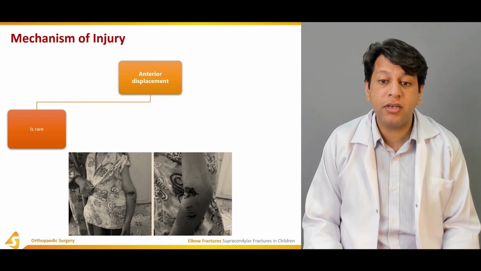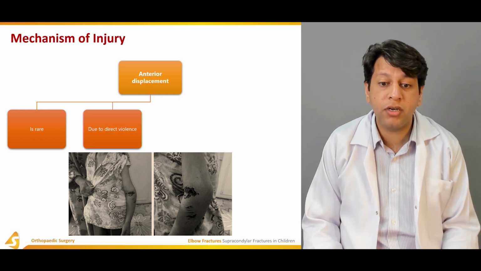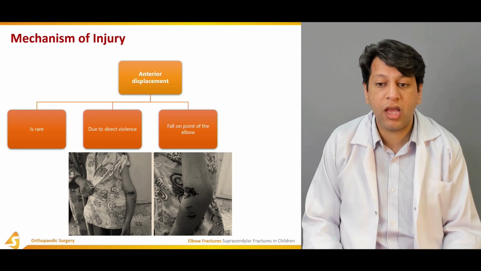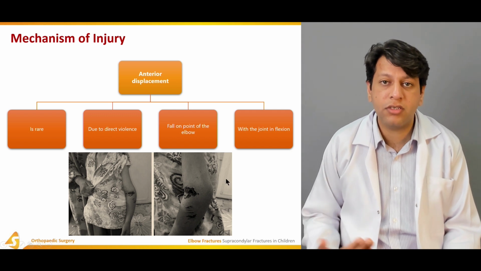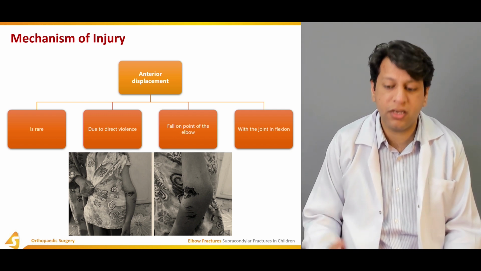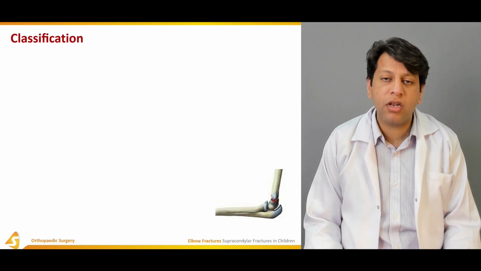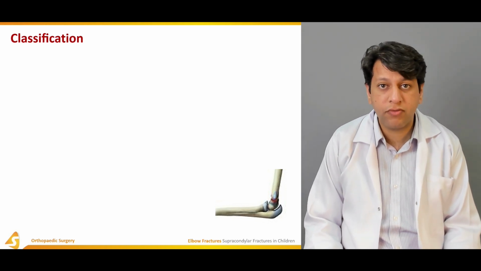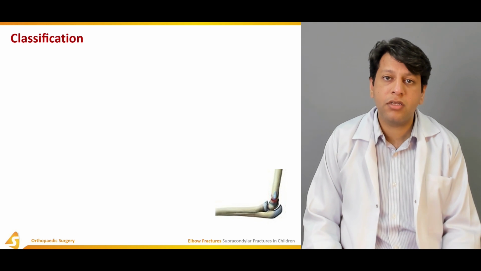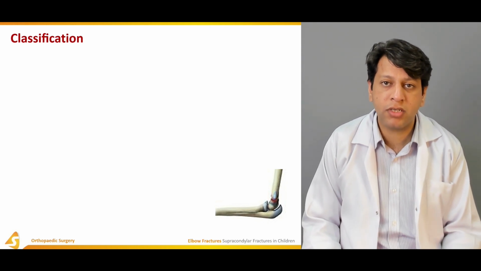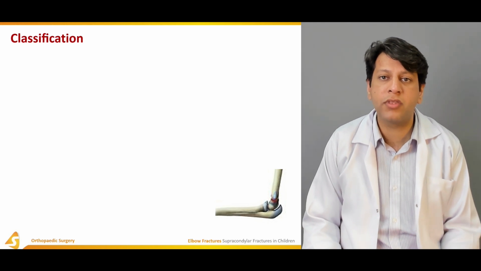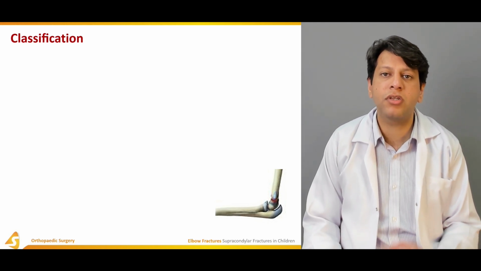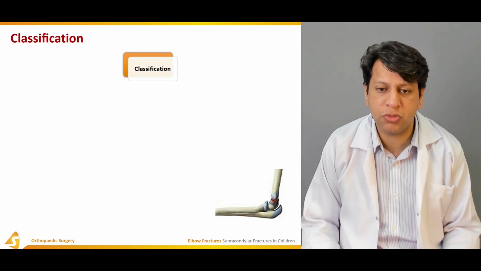This leads to anterior displacement, which is very rare, but it is due to direct violence or a fall on the flexed elbow. When the joint is in flexion, the distal fragment pokes anteriorly. Now, coming to the classification, there is the Gartland classification, which has been modified multiple times by many authors, but mainly the Gartland classification started with 3 specific types, 1, 2, 3, which has been modified into a type 4 injury as well.